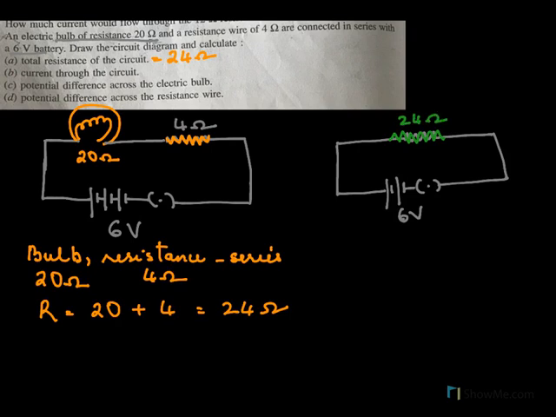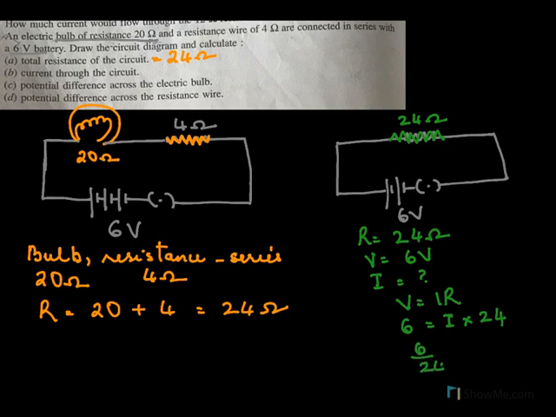To find the current in the circuit, the resistance of this circuit is 24 ohms. The potential difference is 6 volts. So the current I we need to find. Use the formula V equal to IR. So V is 6, current we don't know, resistance we see is 24. So 6 over 24 equal to I. So 1 by 4 amperes is the current flowing through the circuit.